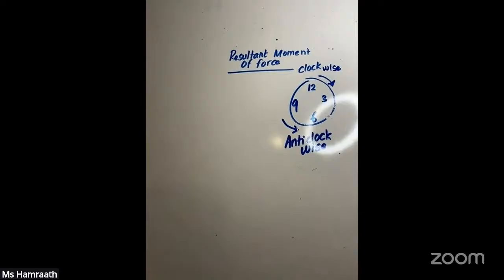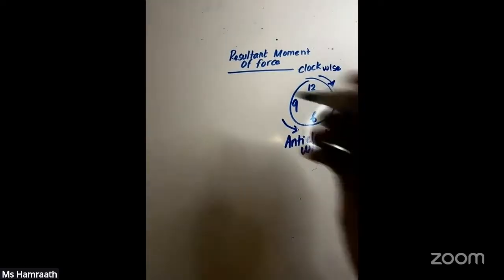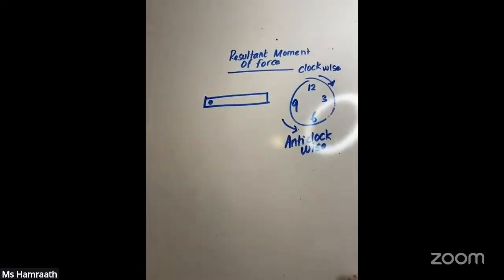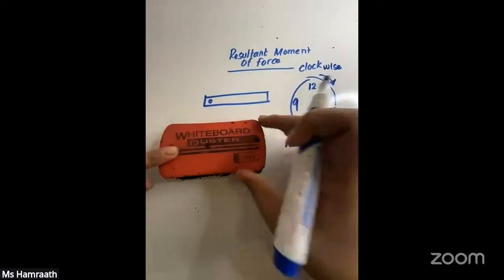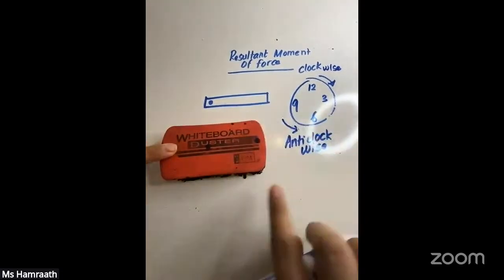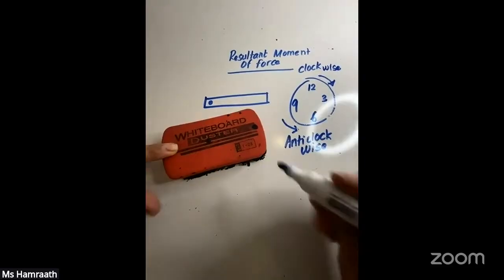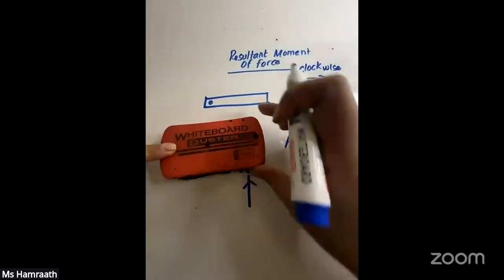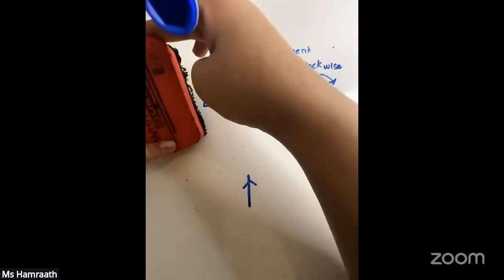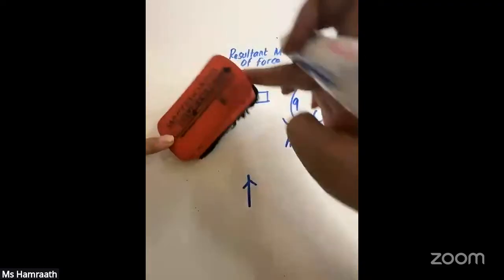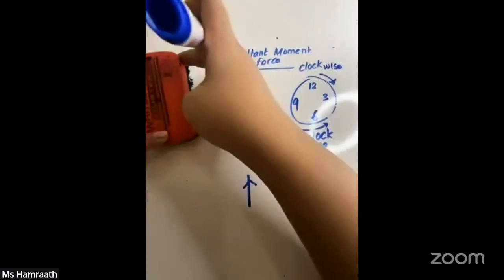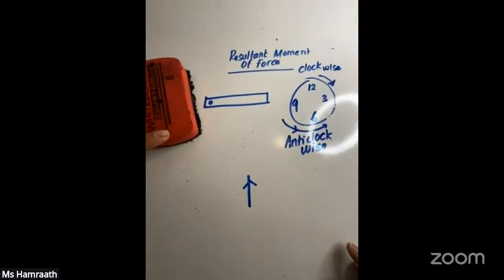Okay, now, but in the question paper, how does it come? Usually they will give you a common rod like this, and they will say this is the rod. Let's say this rod is fixed at a point, and then let's say I am giving a force from this direction. Now tell me, is this moving in a clockwise or anti-clockwise direction? Very good. It is anti-clockwise.